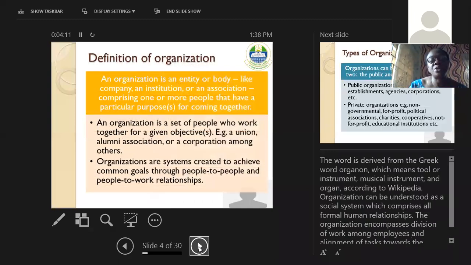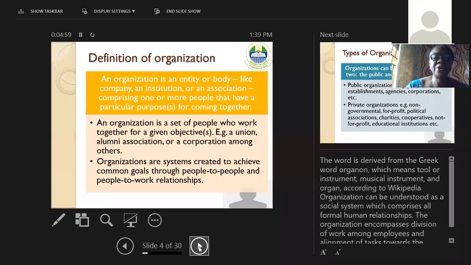What would be an organization? Well, an organization, as we do know, is an entity or a body, say companies, institutions, associations, that comprises more than one person. And these people come together for a particular purpose. You also agree that an organization is a set of people who work together for given objectives. Like you have the unions, the alumni associations, even your class. You are a group, you are an organization, because you have a purpose for starting the WhatsApp group or Telegram group or whatever it is you have.